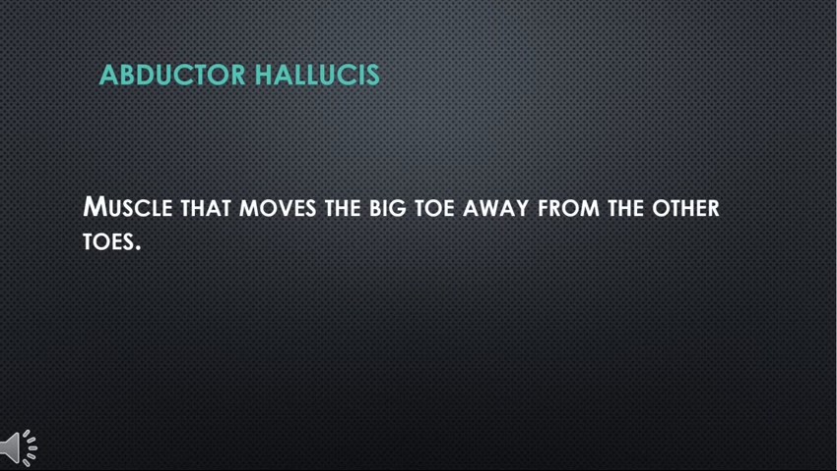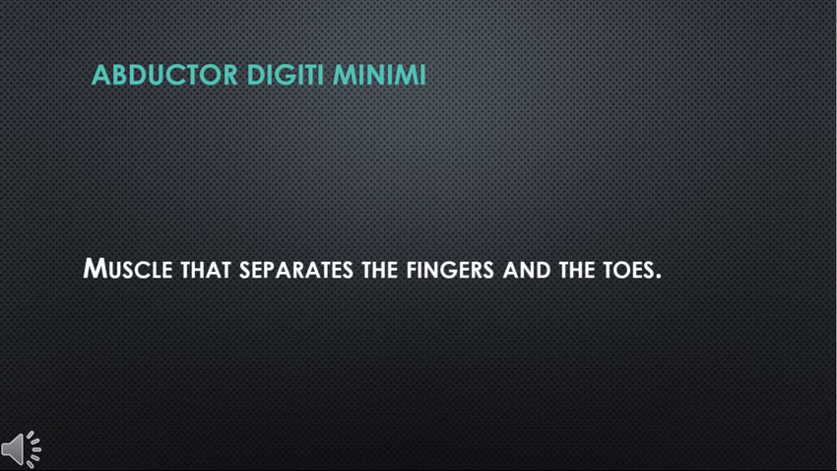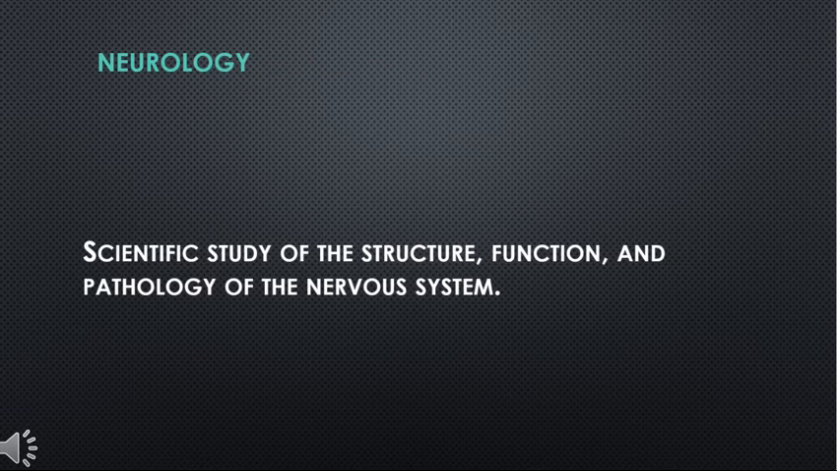Abductor hallucis. Muscle that moves the big toe away from the other toes. Abductor digiti minimi. Muscle that separates the fingers and the toes. Neurology. Scientific study of the structure, function, and pathology of the nervous system.